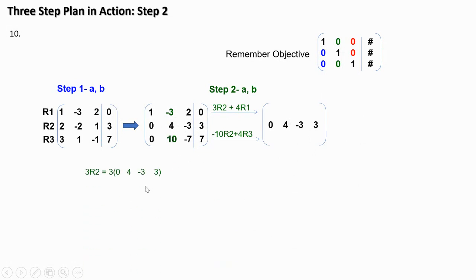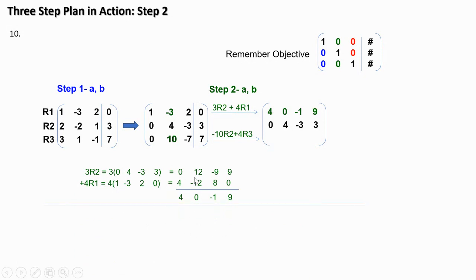So now here's my work. This is 3 row 2, which I'm going to multiply 3 times row 2, which will give us 0, 12, 3 times -3 is -9, and 3 times 3 is 9. And then we also have to multiply row 1 by 4. So 4 times 1 is 4, 4 times -3 is -12, 4 times 2 is 8, and 4 times 0 will give us a 0. Now we add them. We have 4, 0, -1, and 9. So this is my new row 1.